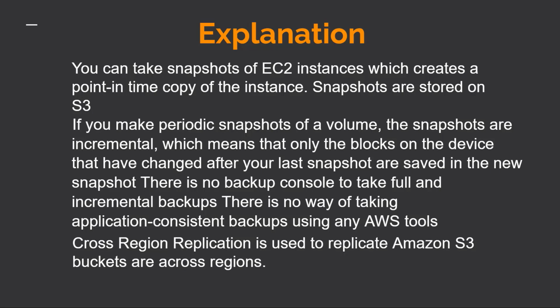Explain: you can take snapshots of EC2 instances, which creates a point-in-time copy of the instance. Snapshots are stored on S3. If you make periodic snapshots of a volume, the snapshots are incremental, which means that only the blocks on the device that have changed after your last snapshot are saved in the new snapshot.